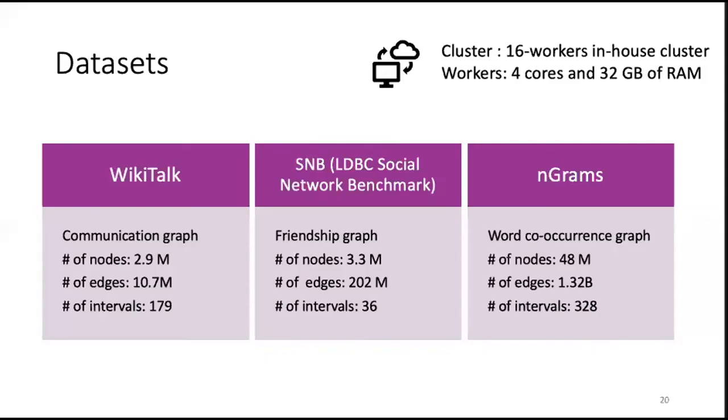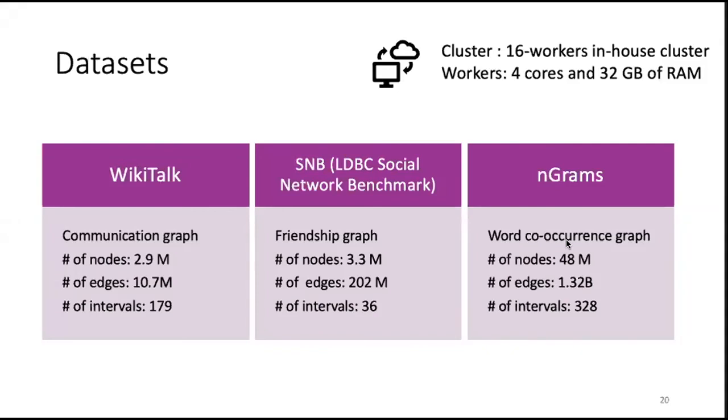Experiments. We have a few datasets that we use to test Portal. Wikitalk, which is the communication graph between Wikipedia users with 11 million edges. Social network benchmark, which is a benchmark by LDBC that can produce graphs of different sizes. We usually use the largest, with 200 million edges. And n-grams, which is a word co-occurrence graph with 1.3 billion edges.